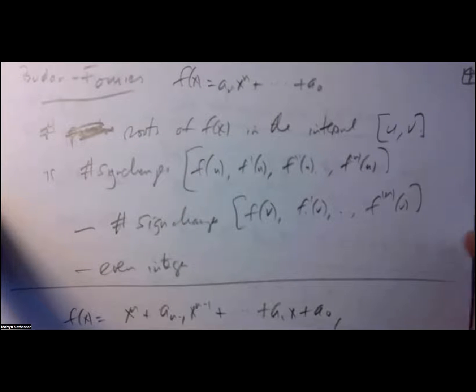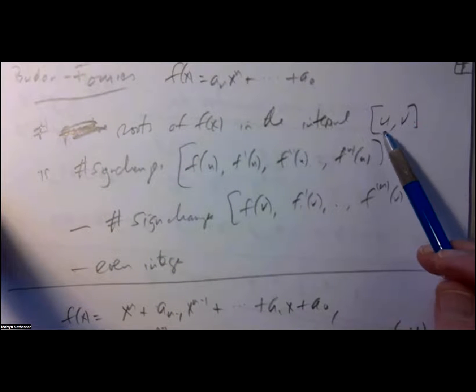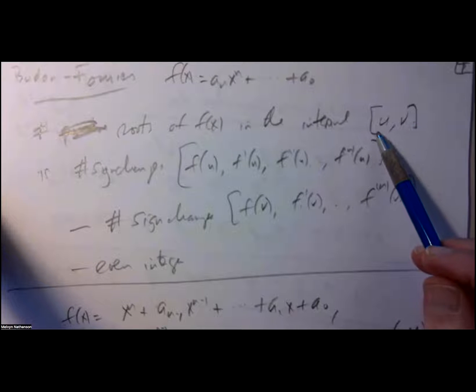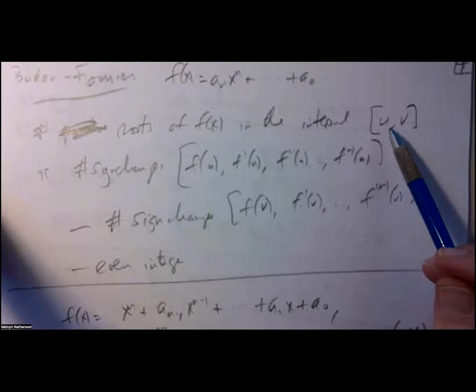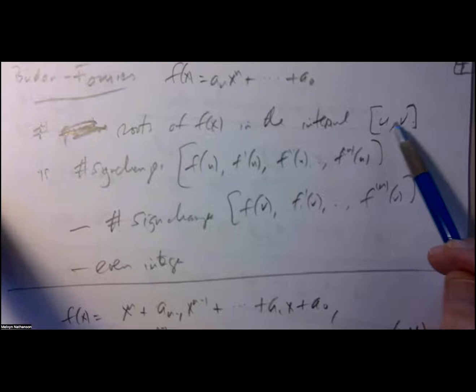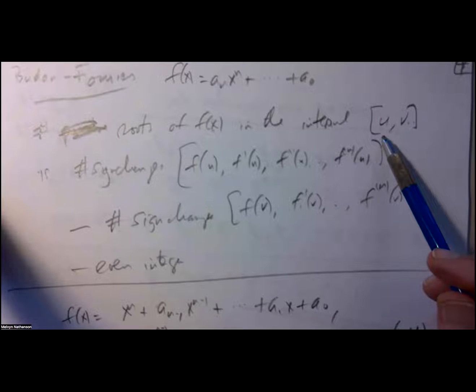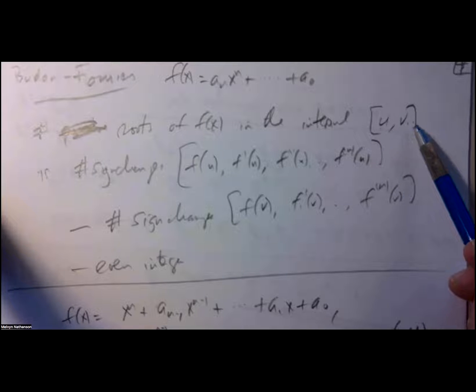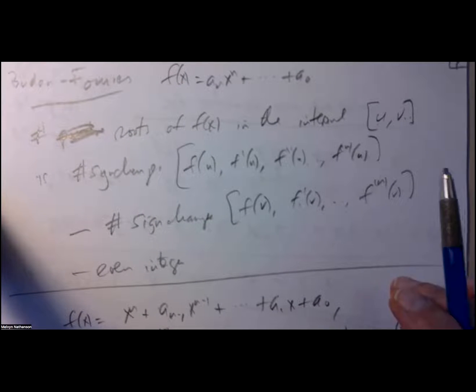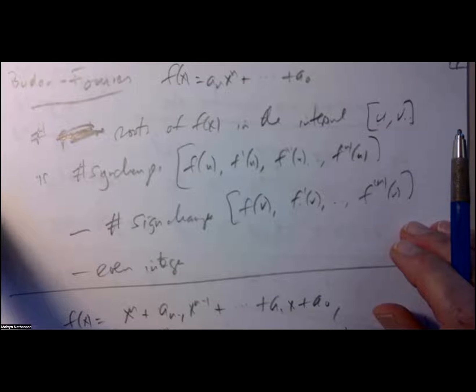So if you take this Budan-Fourier theorem and you let u equal 0 and v equal this number m, that will tell you how many roots there are between 0 and m, but that will be all the positive roots. So Descartes' theorem follows from Budan-Fourier very simply.